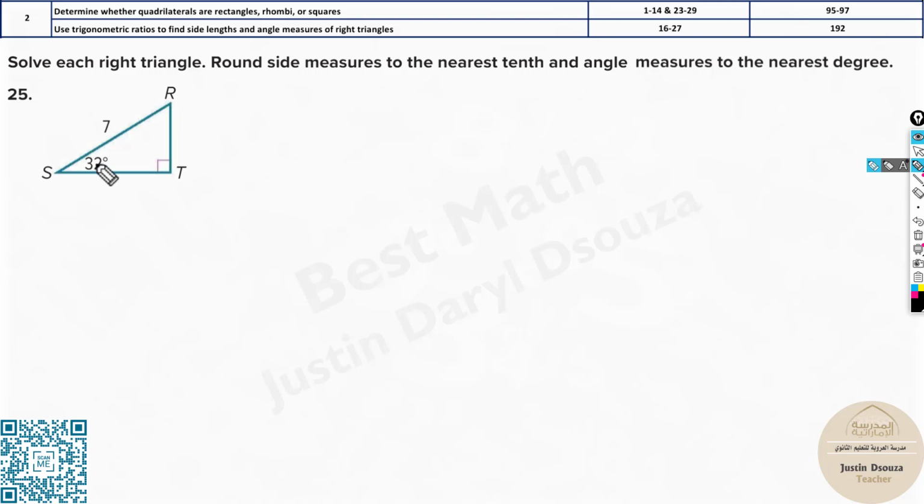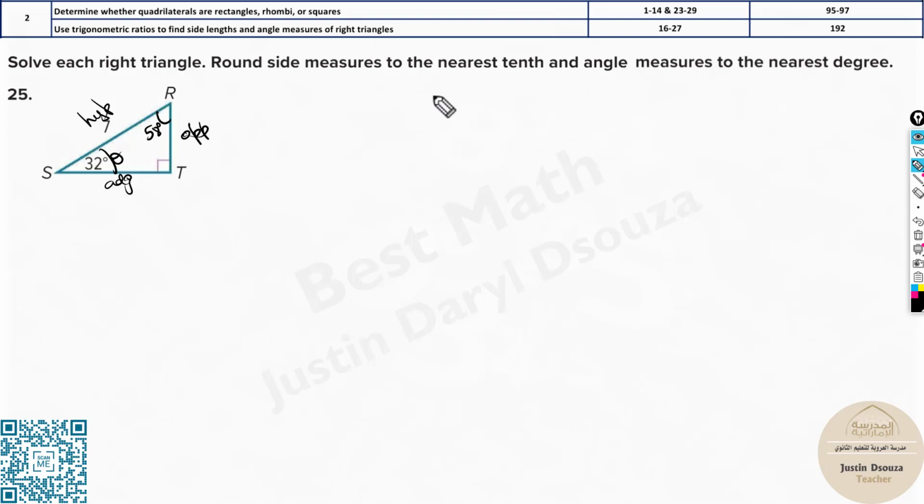And here as well, it's a similar problem. Oh no, here it's very easy because the angle is given, 32 degrees. This is 90, so this one will be 58 degrees. The hypotenuse is 7. Now I'll consider this to be theta, opposite, hypotenuse, and this is adjacent. So we know the hypotenuse, that's 7.